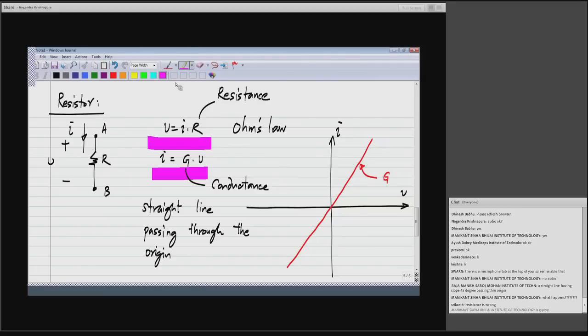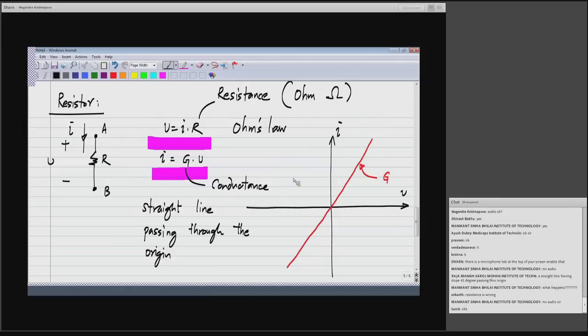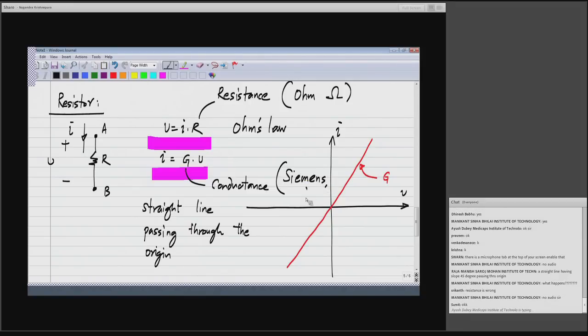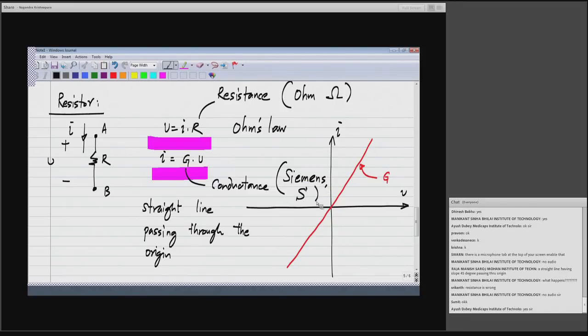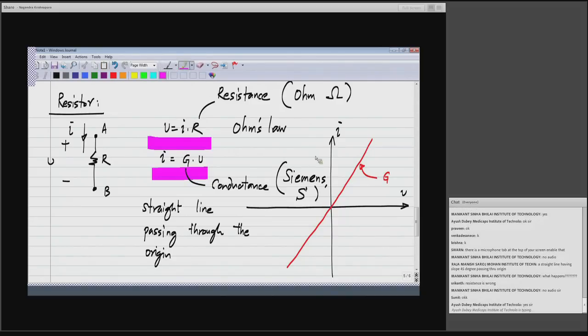Okay. So as you know, the resistance is measured in ohms with this symbol, and the conductance is measured in siemens, and we use the symbol S. Okay, so that's the definition of a resistor. Okay, that is, once we define the relationship between the voltage across the resistor and current through the resistor, our job is done. We have described the resistor.